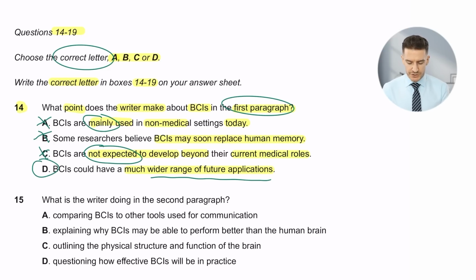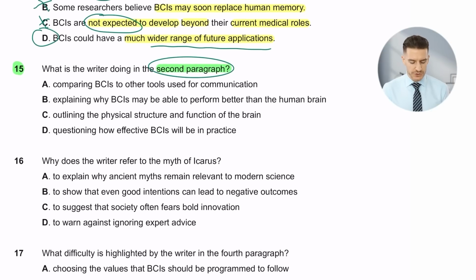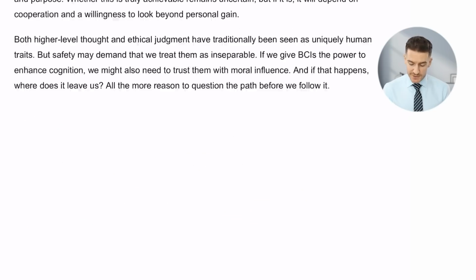Let's move on to the next question, which is question 15. What is the writer doing in the second paragraph? So again, the question is telling us exactly where to look, which is fantastic. So we'll just quickly have a look at the options one more time. Comparing BCIs to other tools, okay? Explaining why BCIs may be able to perform better than the human brain. Outlining the physical structure of the brain. Questioning how effective BCIs will be.